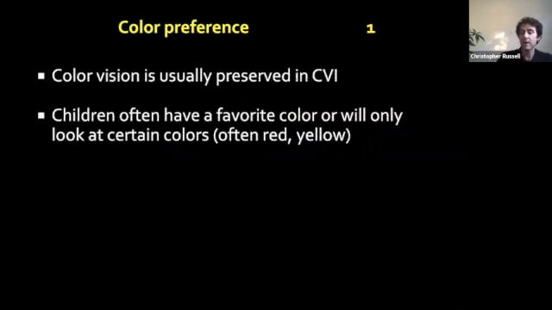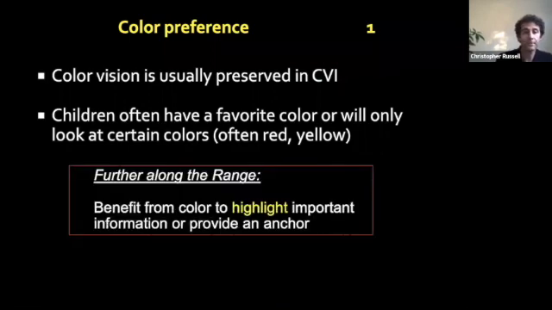Kids with CVI, like we talked about the dorsal stream, tend to be able to see bright, saturated colors. Usually red and yellow are good go-to colors for kids in phase 1. A child earlier on the range may only see things that are a solid color, whereas a child later in the range benefits from color to be able to highlight or anchor their visual attention. So highlighting important information. And color is almost always the first go-to adaptation for kids with CVI, whether it is a curriculum adaptation or an O&M landmark or an adaptation to a communication system. Usually the first go-to thing to try.